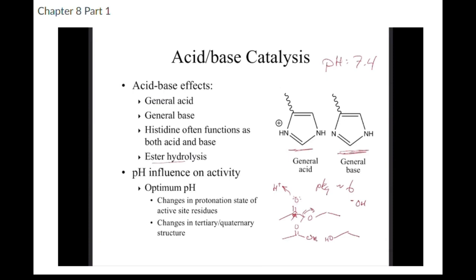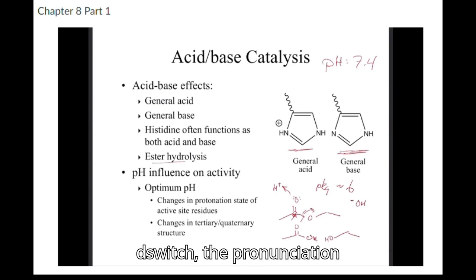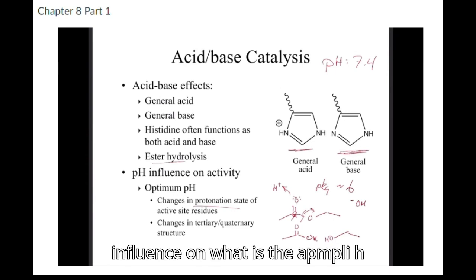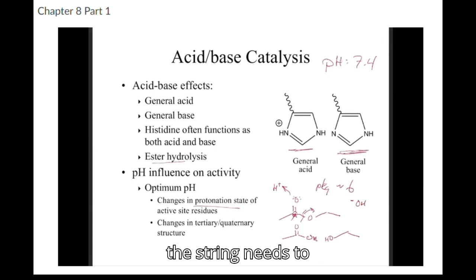Basically, the optimum pH deals with the protonation state of active site residues. For example, whether histidine needs to be protonated or deprotonated is going to have some influence on the optimum pH for this enzyme. If histidine needs to be in a protonated state, the optimum pH for that enzyme might be a little bit lower than cellular pH. If histidine needs to be deprotonated, the cellular pH is probably going to be great.